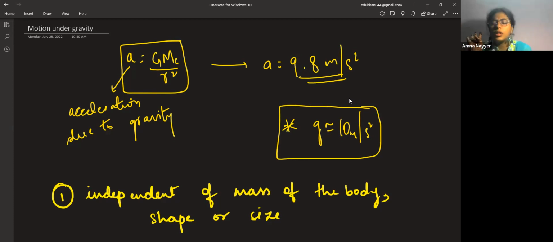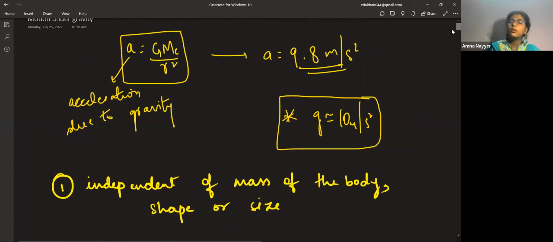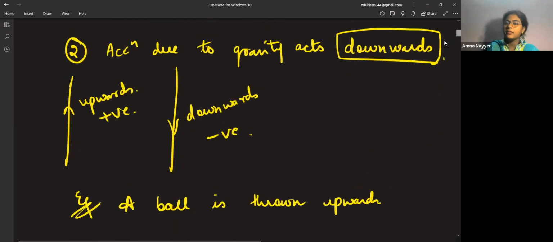But in most of the questions where the calculation can be easier using g as 10, it would be mentioned to you in the exam. In the questions we'll also study. So no need to go into details of acceleration due to gravity, because you will be studying this. You have a whole derivation for this formula, and no need to remember even this formula. What you have to remember is this 9.8 meter per second square, and this rounded off you can remember as 10 meter per second square, which will be mentioned in individual questions. So this is independent of mass of body, shape or size.